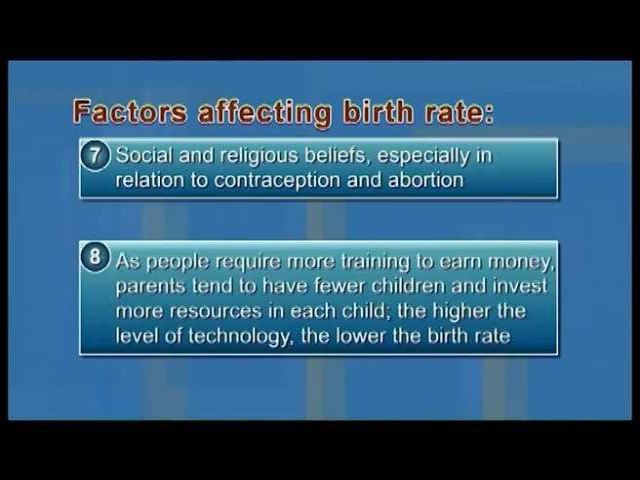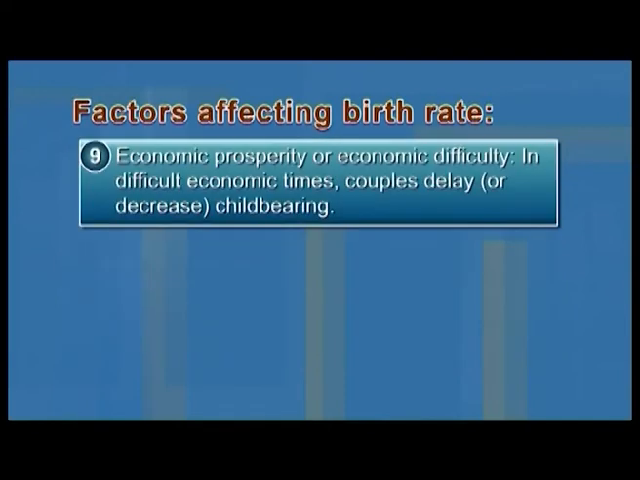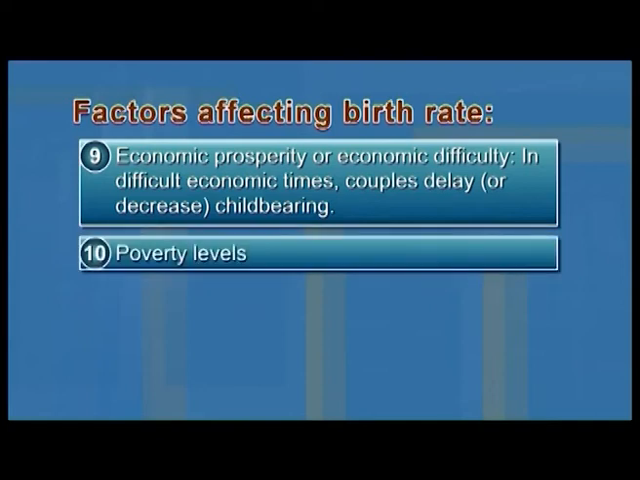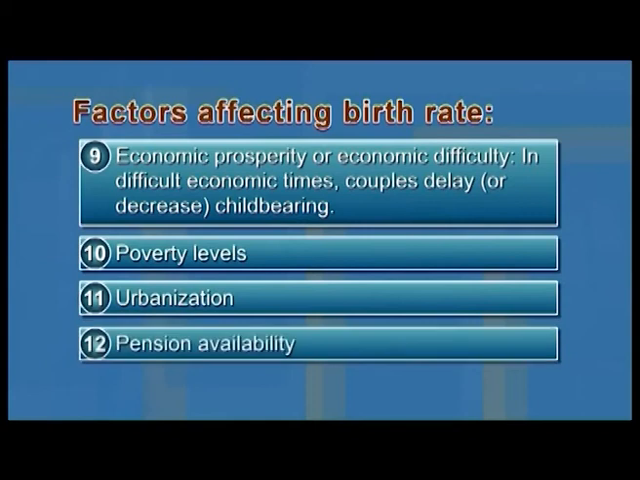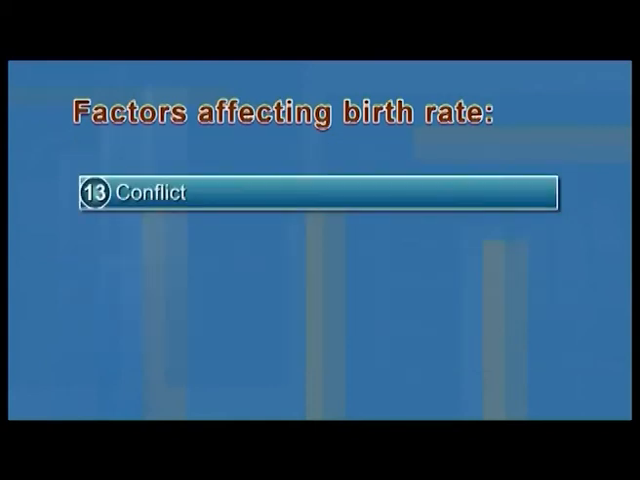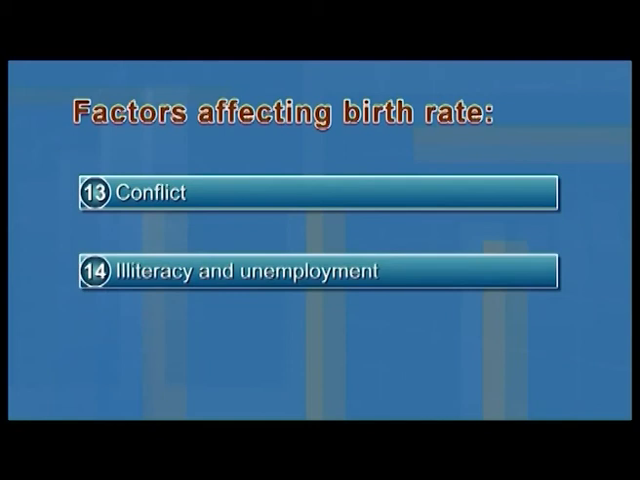As people require more training to earn money, parents tend to have fewer children and invest more resources in each child. The higher the level of technology, the lower the birth rate: the demographic-economic paradox. Economic prosperity or economic difficulty. In difficult economic times, couples delay or decrease childbearing. Poverty levels, urbanization, pension availability, conflict, illiteracy, and unemployment.